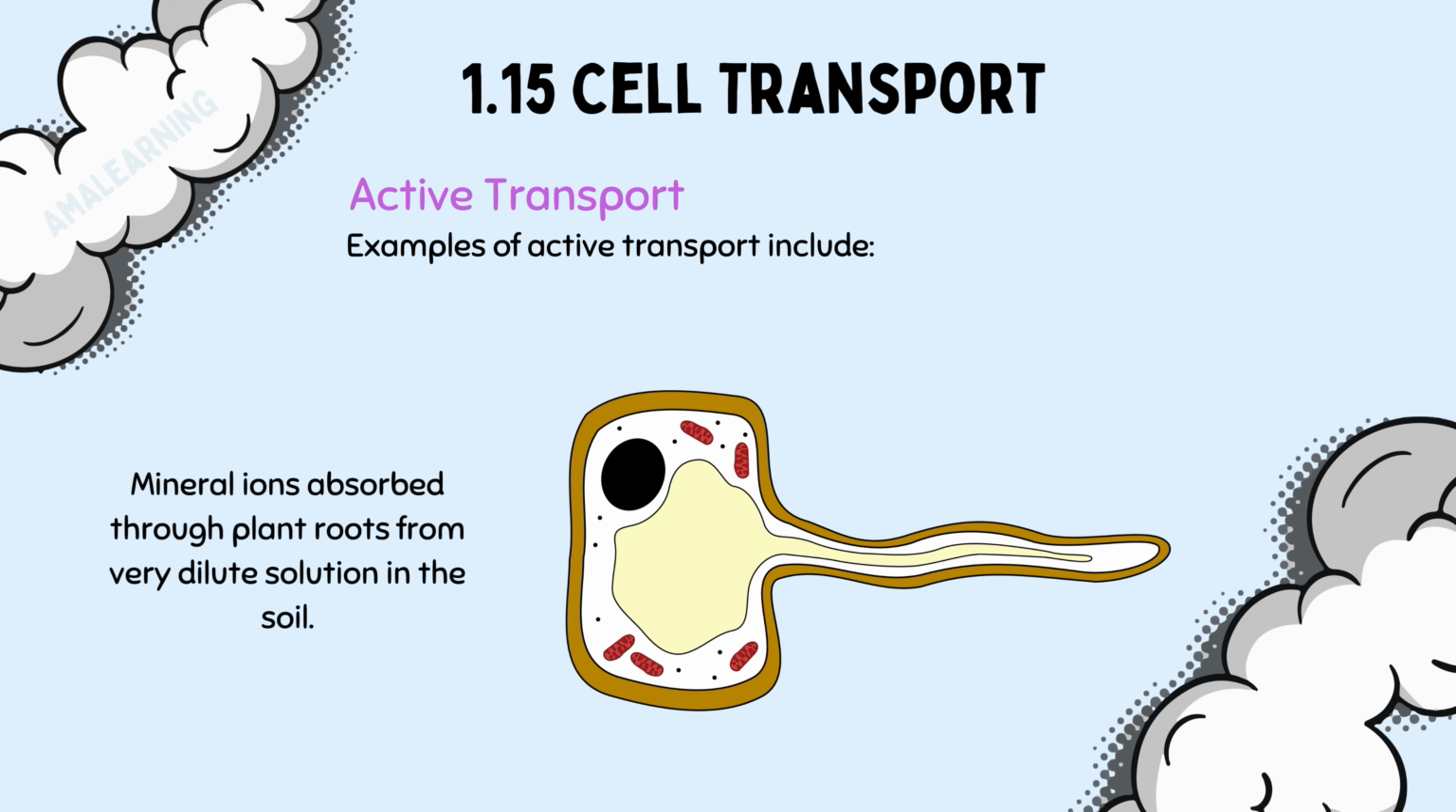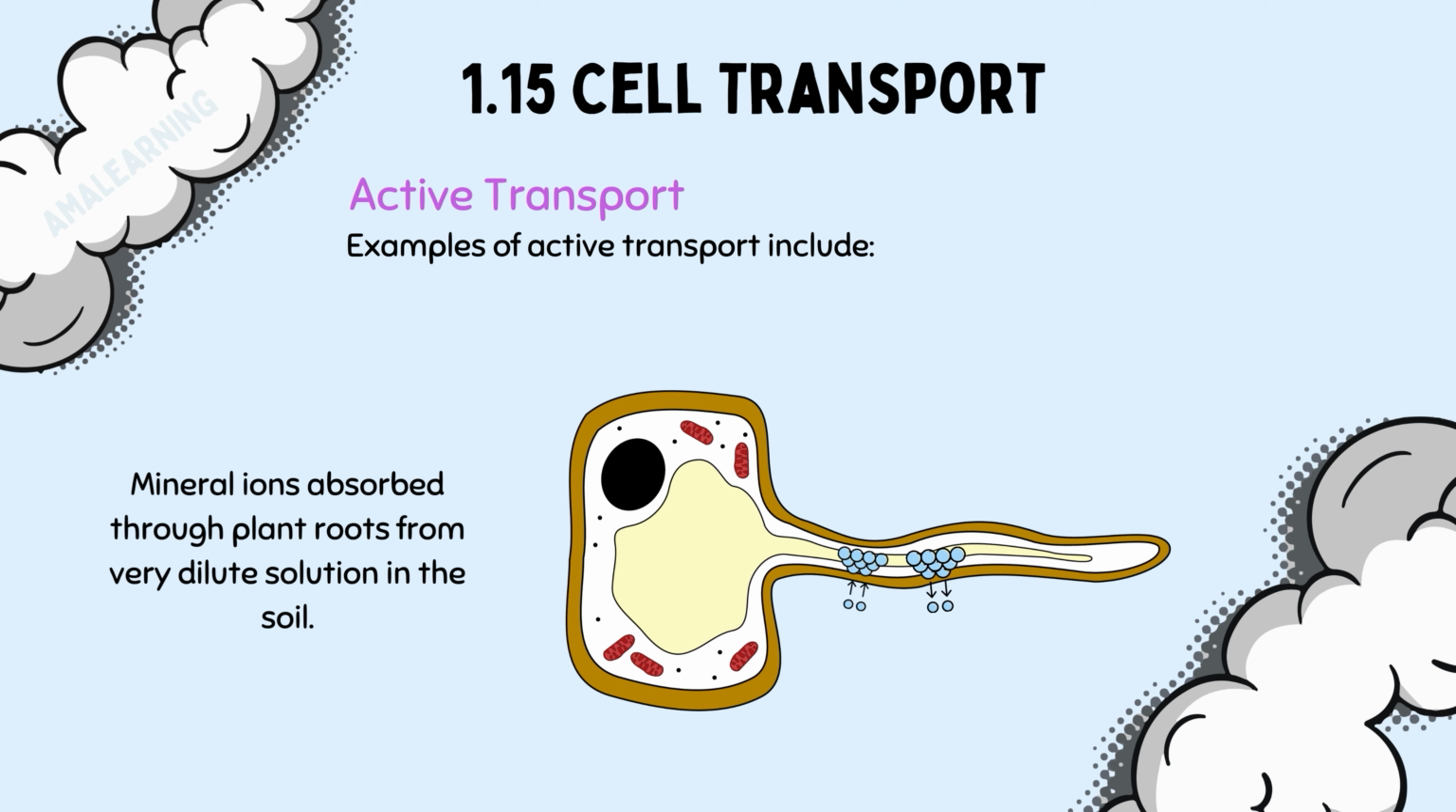In this example, there are more mineral ions inside the root hair cells than there are outside the root hair cell. Normally, the mineral ions would diffuse out of the root hair cell from an area of high concentration to an area of low concentration. As the plant will not want to lose the mineral ions, it will use active transport to move the mineral ions in the opposite direction. In other words, against the concentration gradient. This means the mineral ions are being moved from an area of low concentration to an area of high concentration.